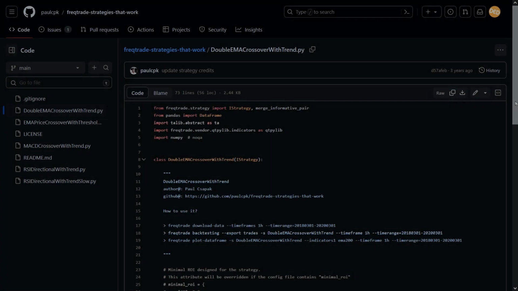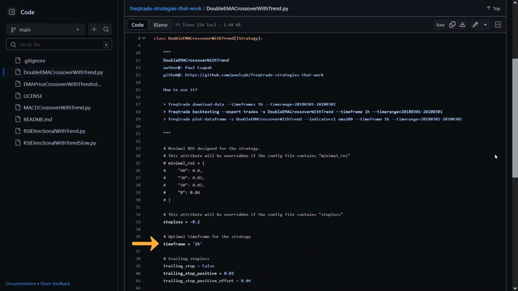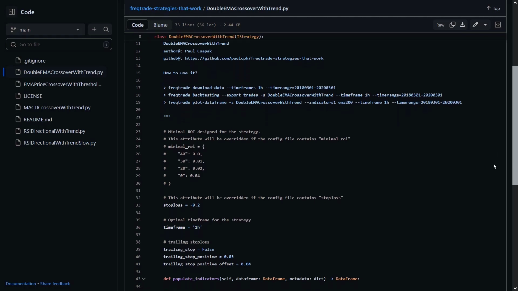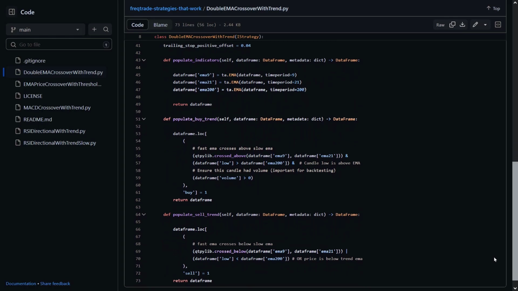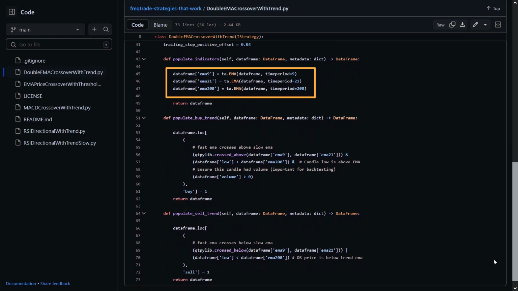It was originally made with a 1-hour time frame in mind, and the stop loss is set to 20% loss. ROI has been commented out, so the algo solely depends on the exit signals to stop the open positions. And as for the used indicators here, the strategy only uses the EMA, and there are 3 time periods configured: a 9, a 21 and a 200 time period.